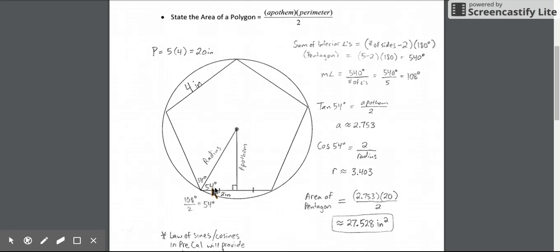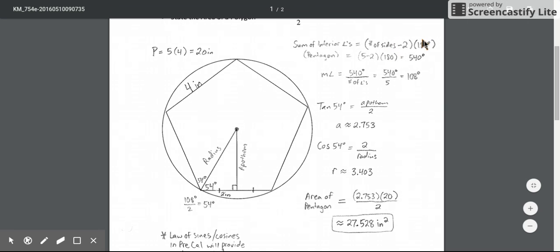Well, now we need to figure out what that vertex angle is. In a pentagon, we could find the total number of degrees inside our shape by using this formula that hopefully we're already familiar with. The number of sides minus 2 gives us the number of triangles in that shape. If we multiply that by 180, that will tell us how many degrees are inside our shape. So if we have a 5-sided shape or a pentagon, 5 minus 2 is 3, and 3 times 180 is 540 degrees. So total interior angles add up to 540.